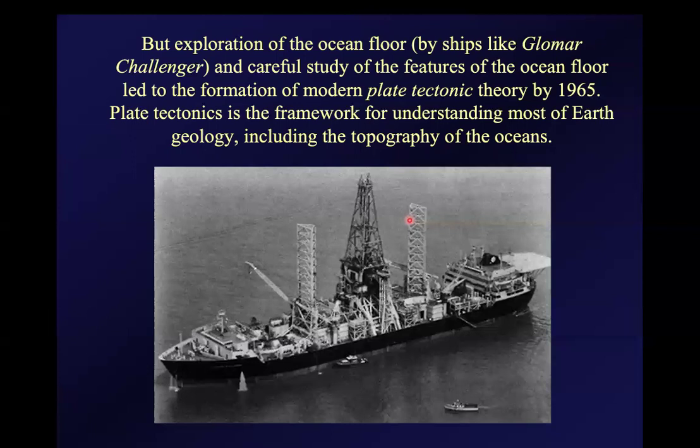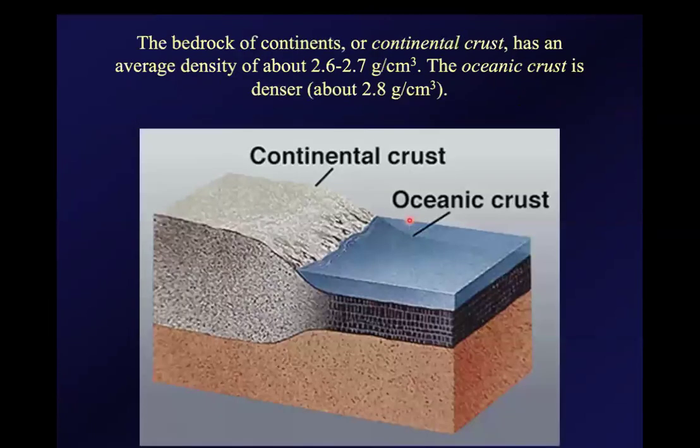But all of that new data flooding in, gathered by ships like Glomar Challenger when it wasn't stealing subs, led to the formation of a modern body of theory called plate tectonics, and it was mostly complete by about 1965. And this is the framework for understanding most of Earth's geology, including the shape of the oceans, the topography of the oceans. And it goes like this.